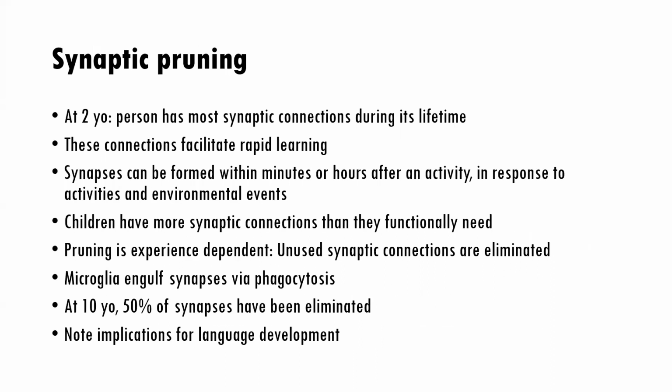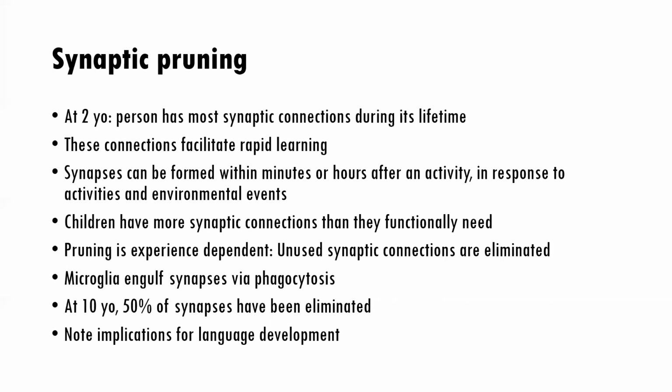There are still other neurological correlates of autism. As I said, it's a complex disorder. There are quite a few neurobiological correlates, okay? So we have to talk about synaptic pruning next. At the age of 2, children have the most synaptic connections they'll ever have during their lifetime. Amazing, okay? These connections facilitate rapid learning.